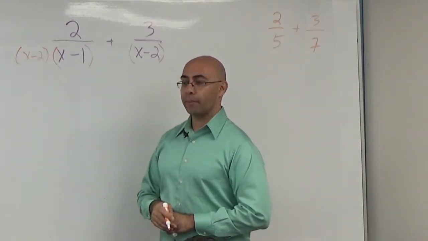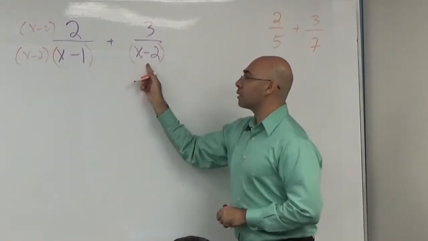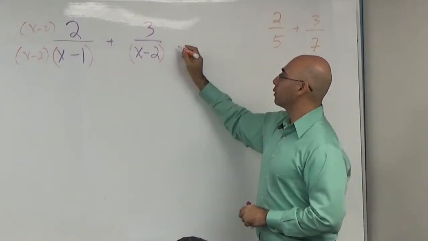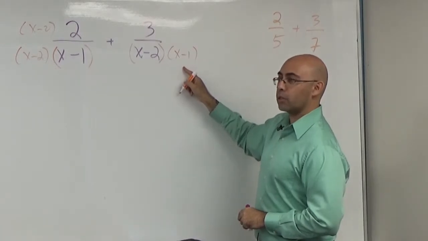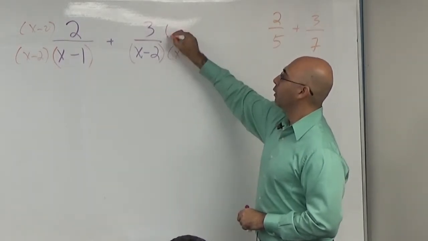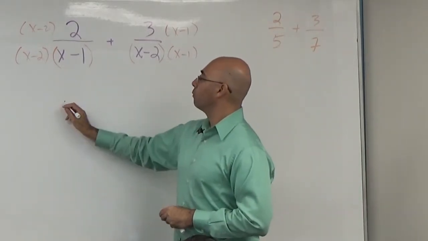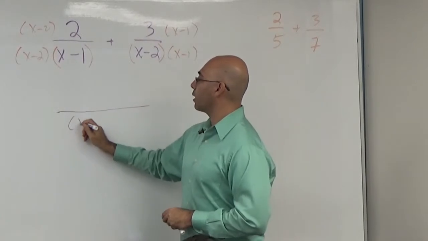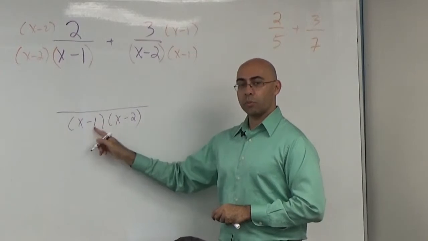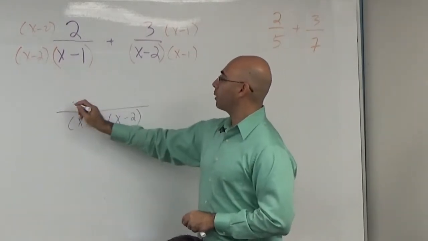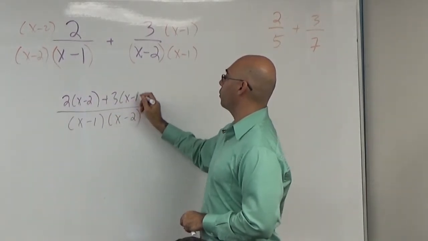What do I multiply the top by? X minus 2. The same exact thing. This guy's missing a what? X minus 1. So what do I multiply by? X minus 1. So if I multiply the bottom by x minus 1, what should I multiply the top by? X minus 1. Now this becomes my bottom. I'll just leave it as x minus 1 times x minus 2. The order doesn't matter because it's multiplying. Top becomes 2 times x minus 2 plus 3 times x minus 1.